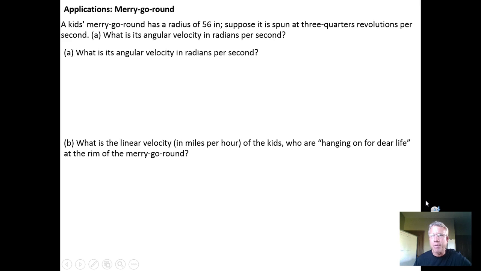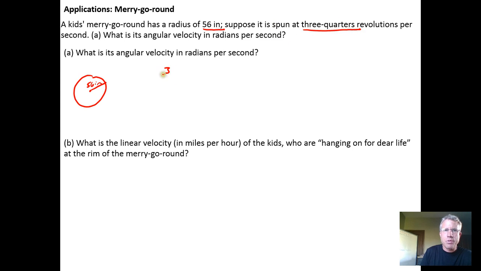So let's apply this concept in an application problem. Here we have a kid's merry-go-round with a radius of 56 inches. And we're told that it's spun at 3/4, 3/4 what? Revolutions per second. So we're given an angular speed. I'm going to put the units onto this 3/4: 3/4 revolution per second is the same as 3 revolutions per 4 seconds.